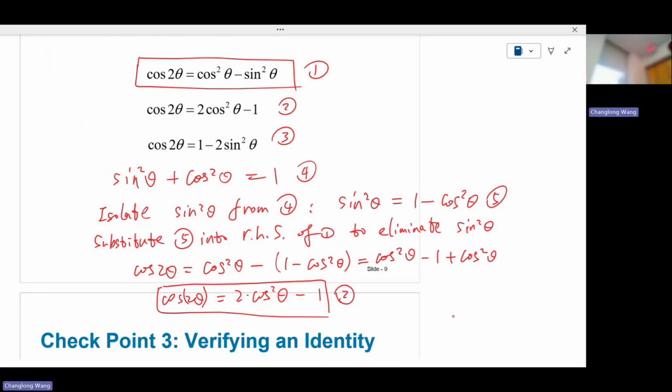All right, so now you see that if I were to isolate the cosine square from this equation and substitute it back into the first equation to eliminate cosine square, we'll be able to write the first equation in terms of only a sine square on the right hand side. Okay.